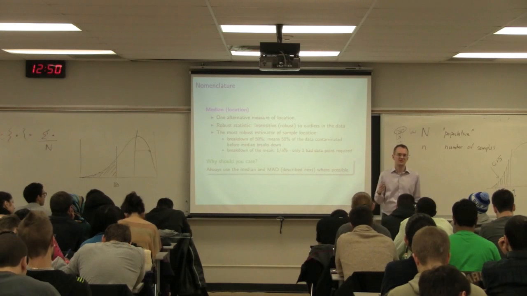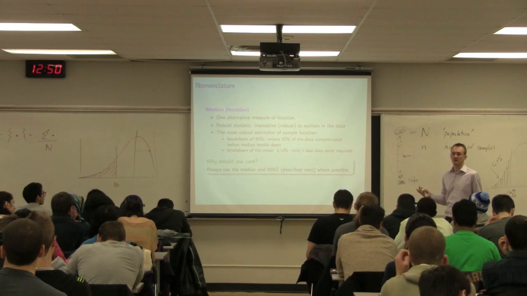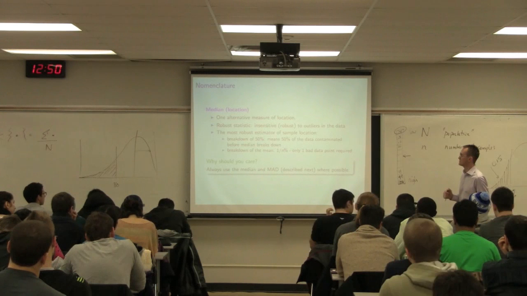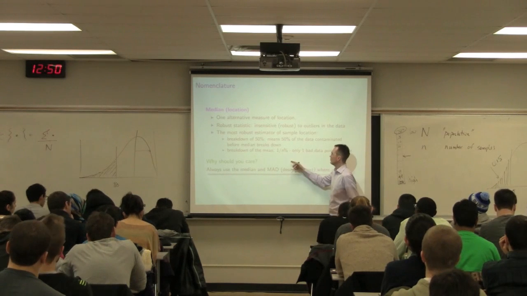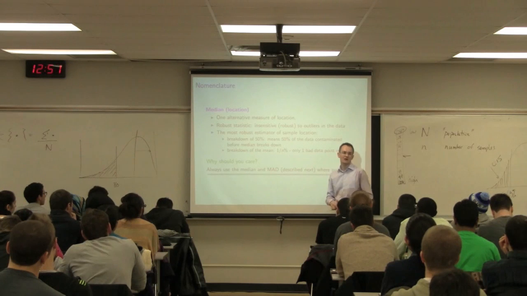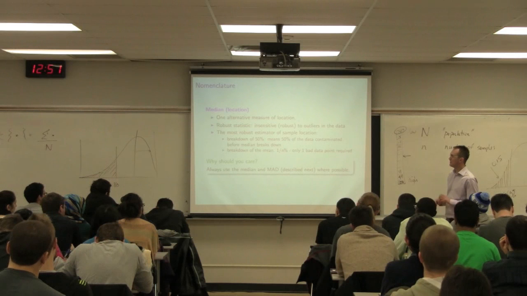And you could argue for a data set where you've got 50% or more of your data contaminated, what's the value of that data set to begin with? You would have noticed that ahead of time. The mean, on the other hand, requires only one bad data point, so we can say the breakdown of the mean is 1 divided by n percent. Okay, so very, very sensitive.